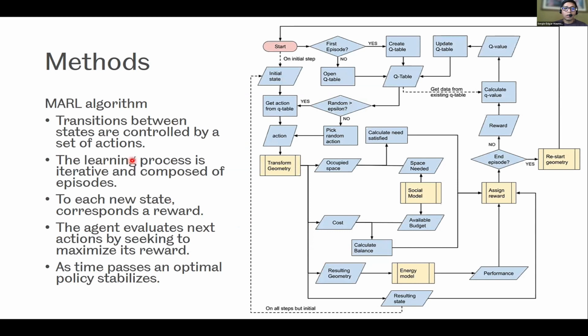I will start talking about the Q-learning algorithm, how it's implemented and how it works. As any multi-agent reinforcement learning algorithm, we have transitions between states, which are controlled by actions. There is a learning process, which is a host of episodes. And because each state corresponds to a reward, by repeating this learning process, we can find an optimal set of states and actions. So as time passes, an optimal policy stabilizes. And the agent evaluates the next action to maximize the reward.